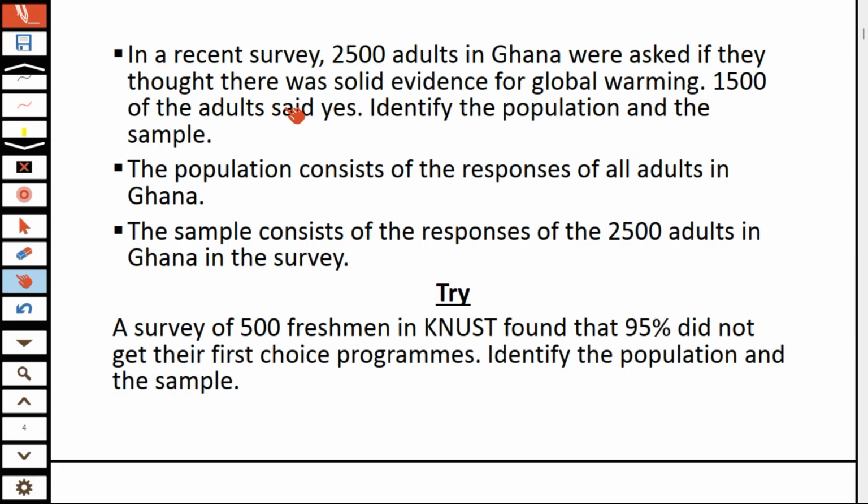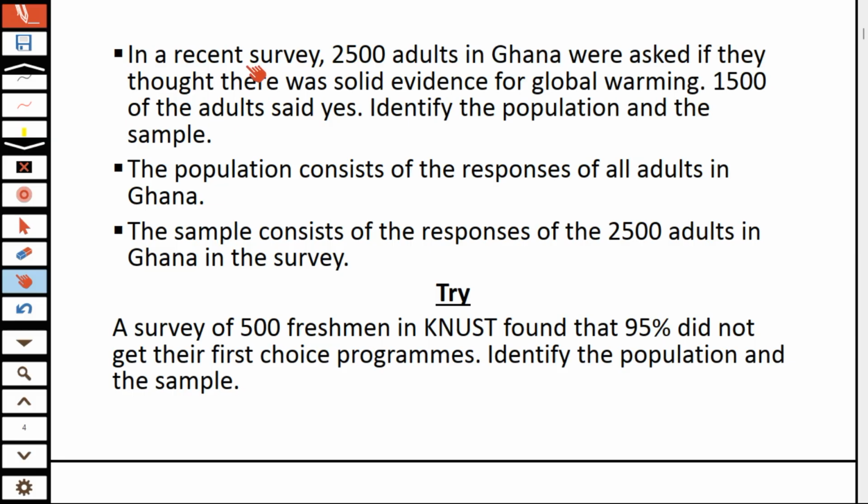So here the population consists of the responses of all the adults in Ghana. That is the population: the responses of all the adults that we have in Ghana. And then the sample will be what? The sample consists of the responses of the 2,500 adults in Ghana in the survey. Right? So here, the response of all the adults means that we are taking all the adults in Ghana into consideration.